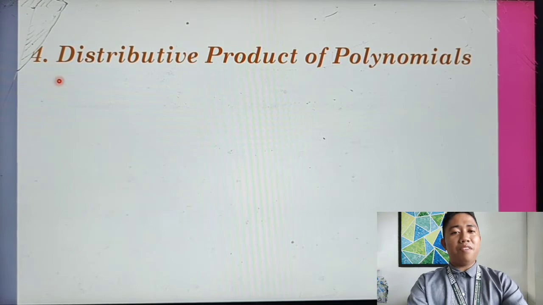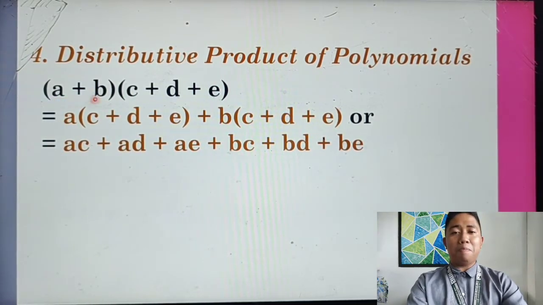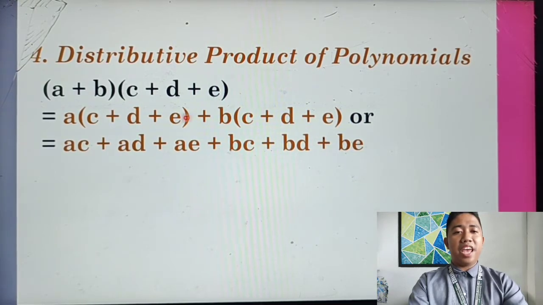And last, we will have our distributive product of polynomials. So the distributive product of polynomials, which is applied in the form of a plus b times the quantity of c plus d plus e. So that is the product of the binomial and the trinomial. So we distribute the first term of the first factor, which is a, multiplied by the second factor, c plus d plus e. So we have a times the quantity of c plus d plus e, and then we get the sum, which is the second term of the first factor, and we distribute the second factor.